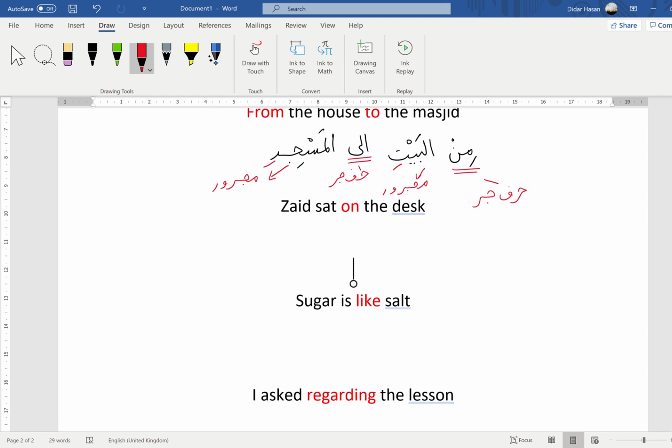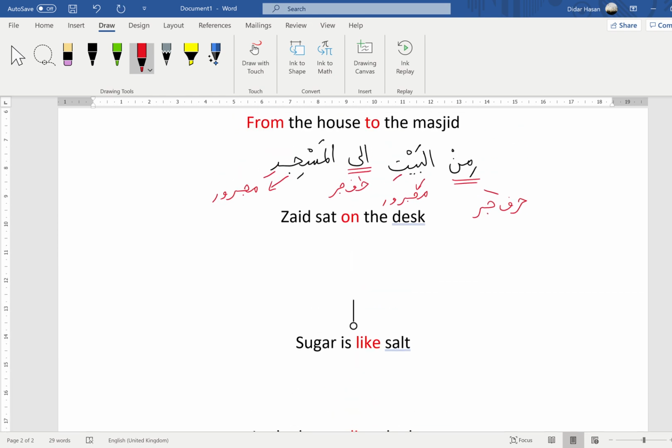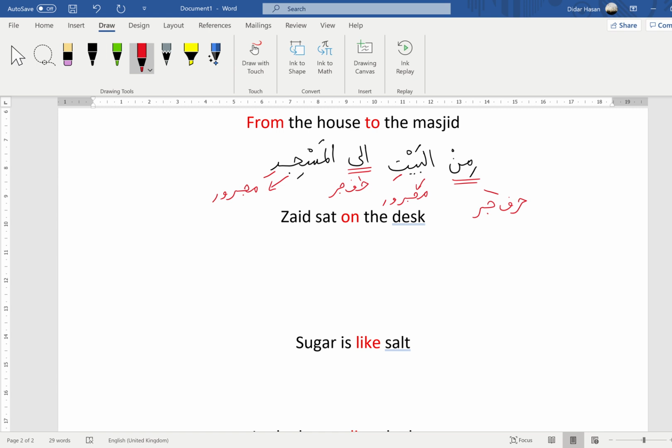Okay, let's make the space a bit bigger. So the min is a harf al-jar, which is very simple, and the ila is a harf al-jar. Both give the next word, which is called the majrur, a kasra. So let's say in a lesson, if I ask you why is bayt with a kasra, what you will say is majrur of the harf al-jar min. So remember this terminology, harf al-jar and majrur. Okay, let's try the next one.